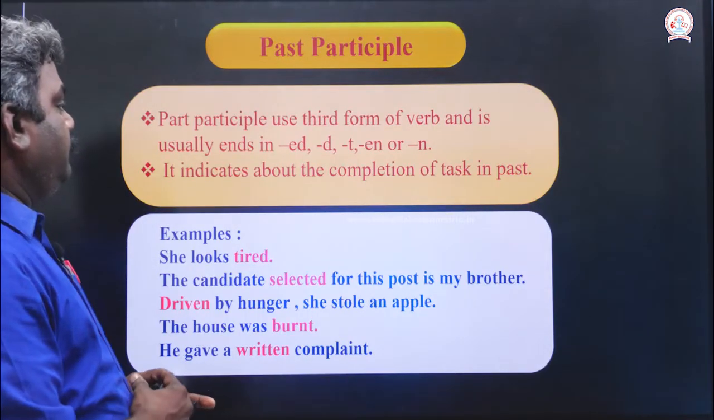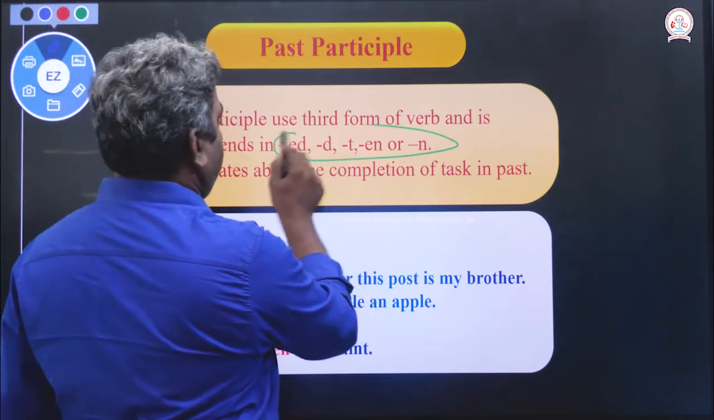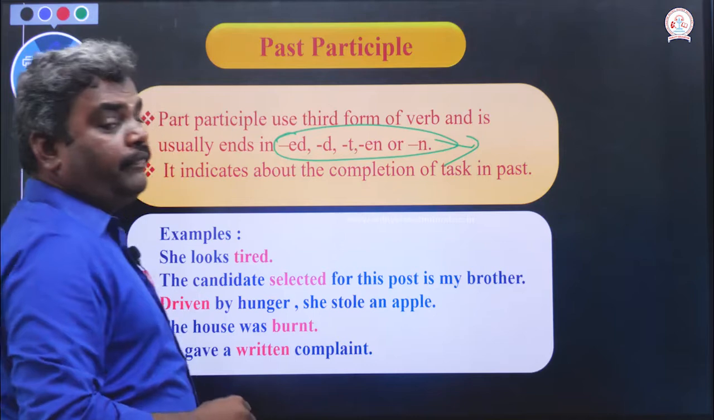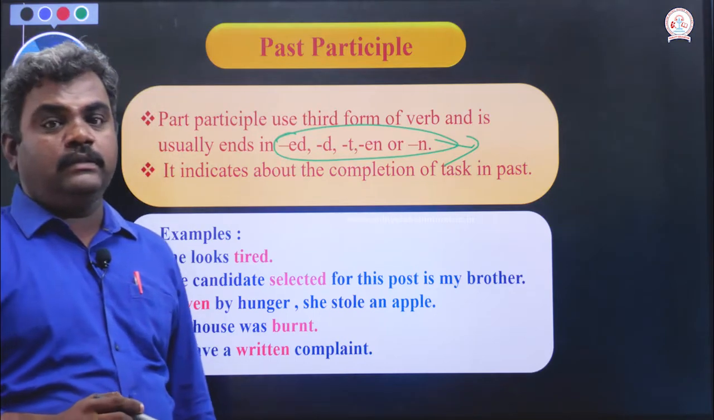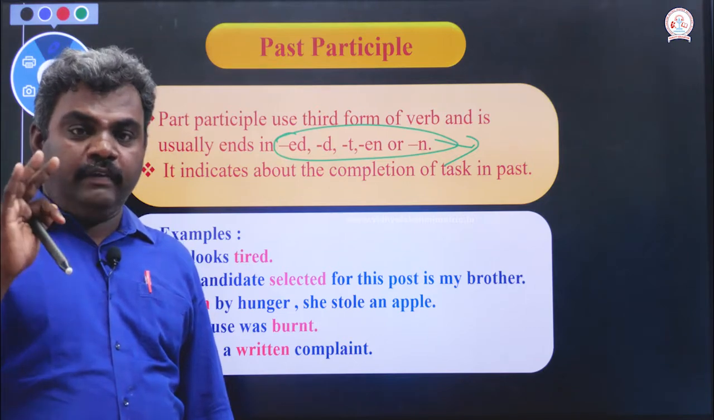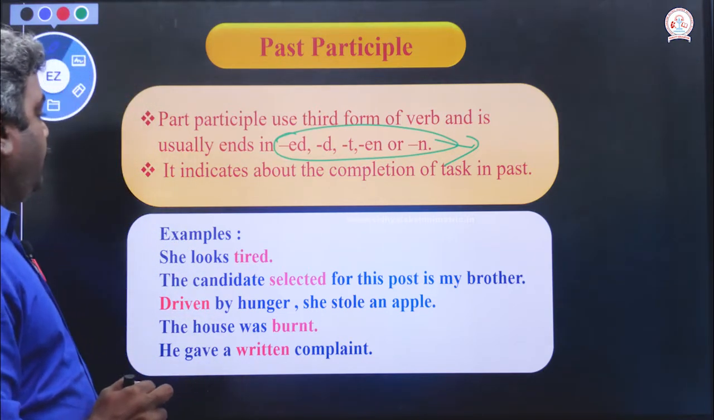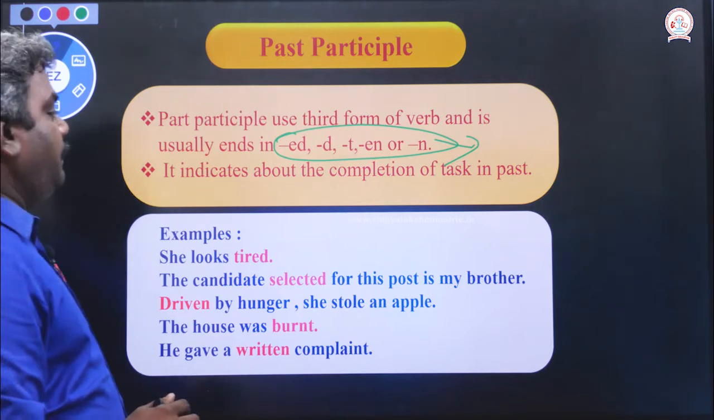Good. Past participle, yes. It is mostly V3, but we have a lot of irregular verbs. Cut, put. Even V1, V2, V3, everything is the same. It indicates the completion of a task in the past.